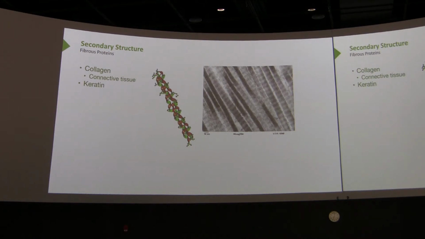Another common fibrous protein we find in our body is keratin. Keratin is found in nails. It's found in hair. And it doesn't really have other types of structure in it, as we'll talk about in a bit. Another common protein that has pretty much only secondary structure is fibroin, which is the protein that's important for making silk.